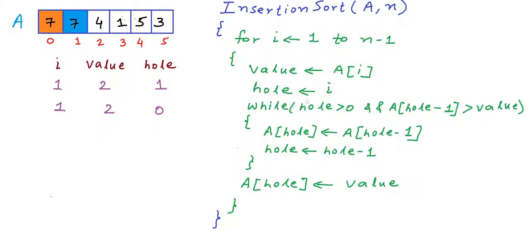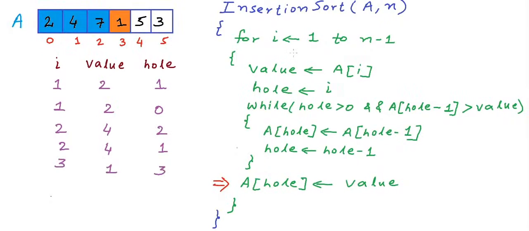And now in the while loop this condition will be false, hole is equal to 0. So we will come here, we will fill up 2 at this particular position at index 0, and now i will be incremented, so value will be 4 and hole will be index 2. 7 is greater than 4, so we will shift it and the imaginary hole will go to position 1. And now hole minus 1, which is 2, is not greater than value, so we will come out of the while loop and we will write 4 at this particular position, and we will go on like this.